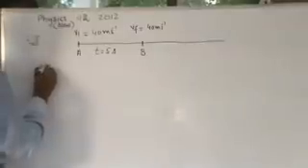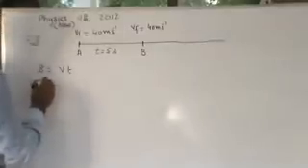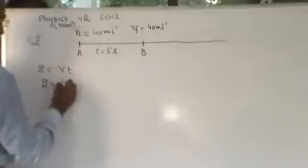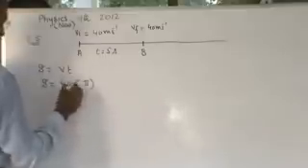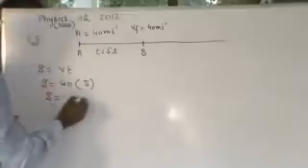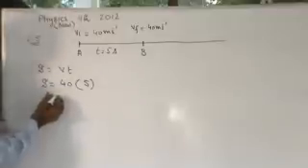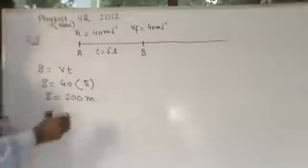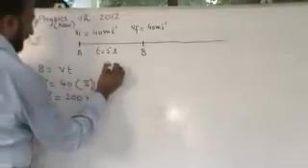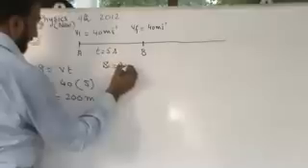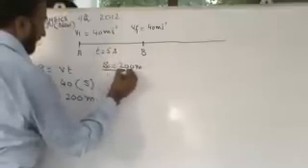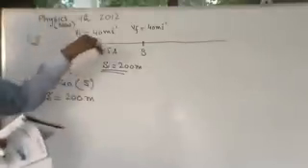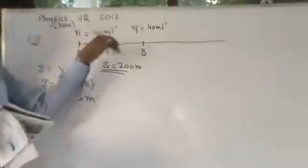S is equal to Vt. The velocity of this body is 40, time is equal to 5, so distance traveled is equal to 40 into 5, which is equal to 200 meters. So S1 will be equal to 200 meters, the distance traveled from point A to B when the velocity is 40 meters per second.